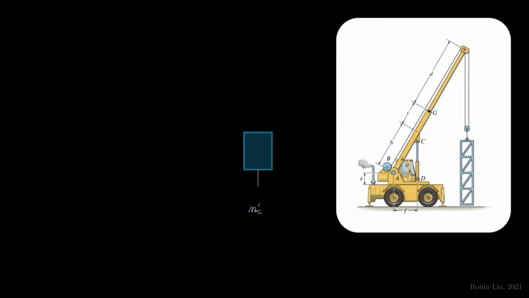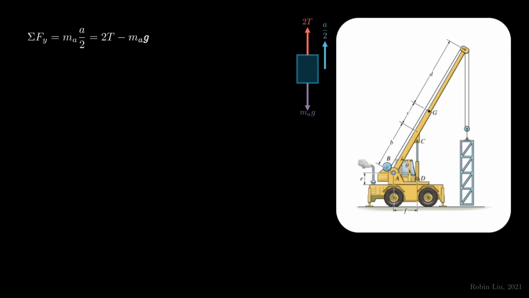Let's start this problem by drawing out the free body diagram for the suspended mass. There are two forces acting on it, gravity and tension. Because of the pulley system, the tension has a value of 2t, and the acceleration is a over 2. From this free body diagram, we can sum the forces in the y direction to find the tension in the cable.